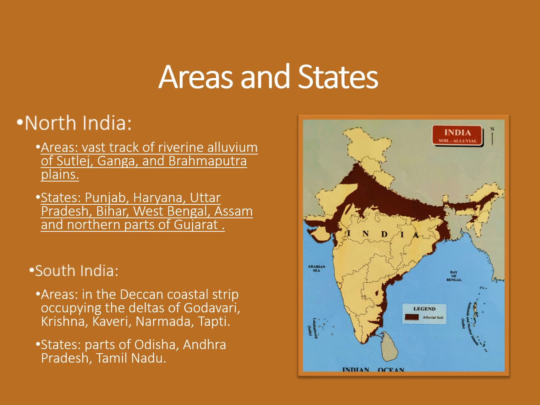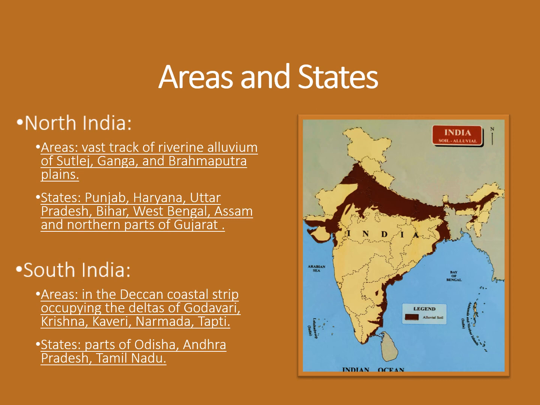Coming to South India, the areas are in the Deccan coastal strip occupying the deltas of Godavari, Krishna, Kaveri, Narmada and Tapti. The states are parts of Orissa, Andhra Pradesh and Tamil Nadu.